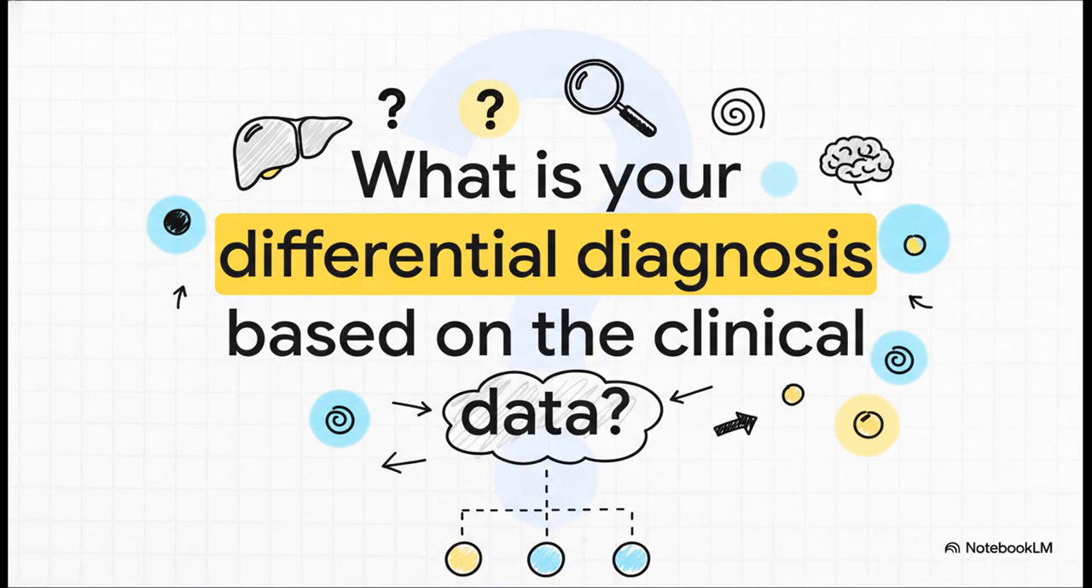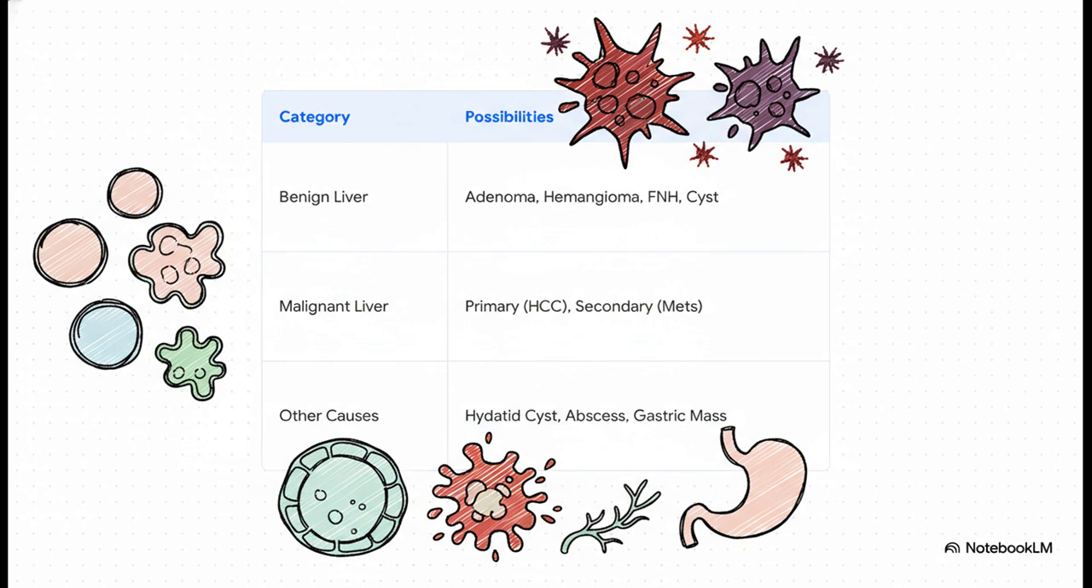Okay, based on the history and your examination findings, what is your differential diagnosis? My differential is broad, so I'd like to organize it into categories. First, the liver lesions are high on my list, including hepatic adenoma, hemangioma, FNH, or even a simple cyst. We always have to consider malignant possibilities like hepatocellular carcinoma or metastases. And then there are other potential causes to keep in mind, like a hydatidic cyst, a liver abscess, or maybe a mass coming from the stomach or biliary tree.